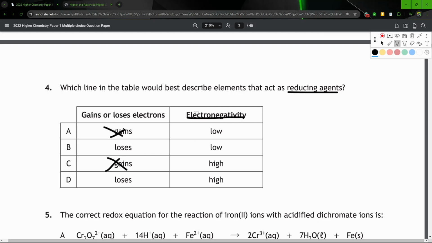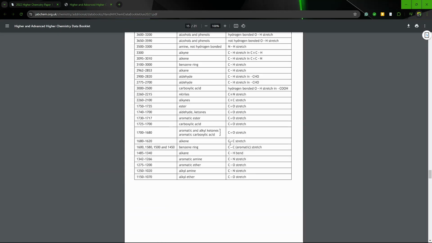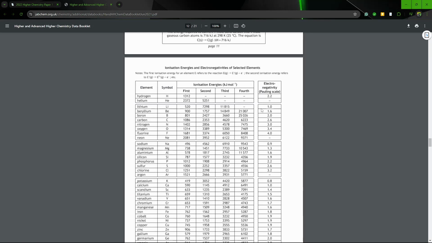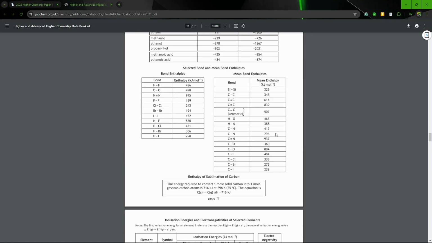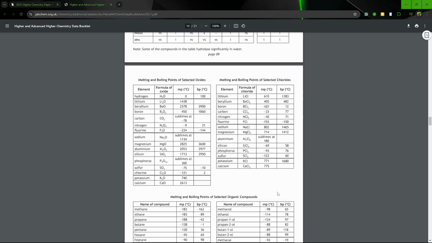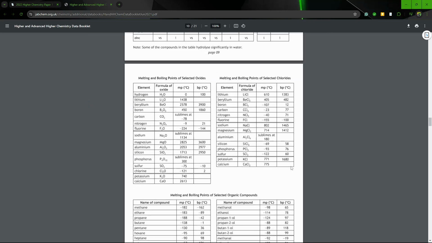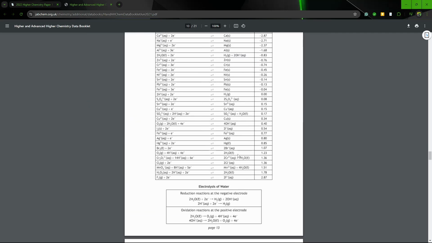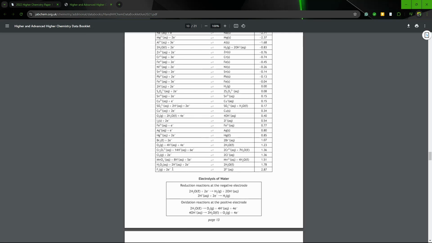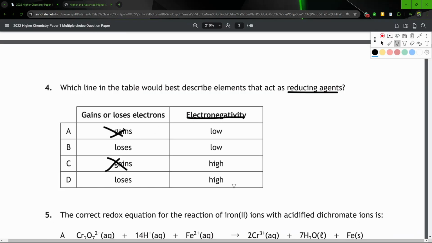Would it be electronegative? Well, electronegativity, remember, is the tendency to attract electrons. So it's basically how much you want electrons. If we look at our data sheet, we find that stuff like fluorine, which really likes electrons, has a very high electronegativity. All the best oxidizing agents are down here, because fluorine really likes stealing electrons from other people. So you would want a low electronegativity here. So you want loses electrons and low electronegativity, which would be B.